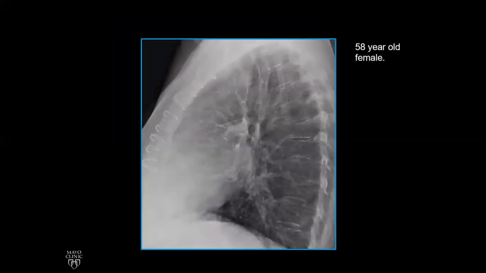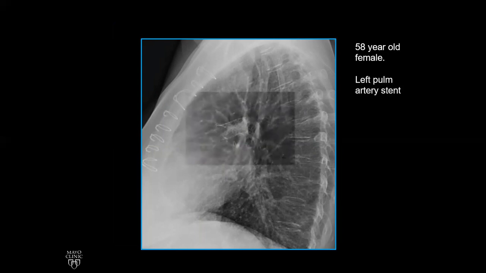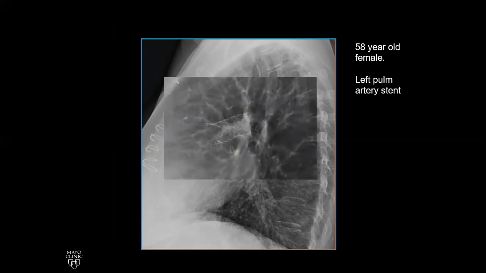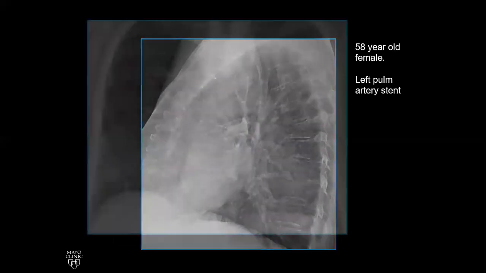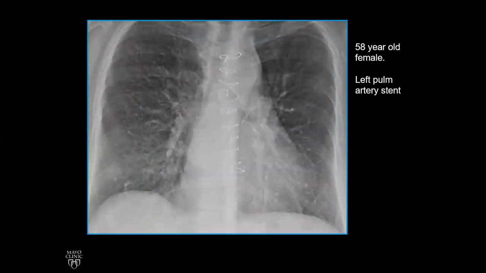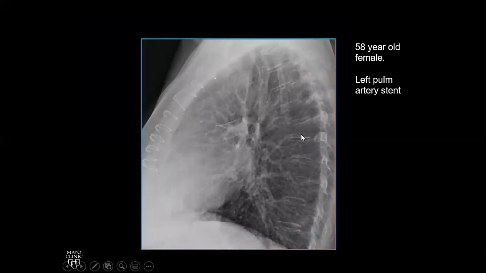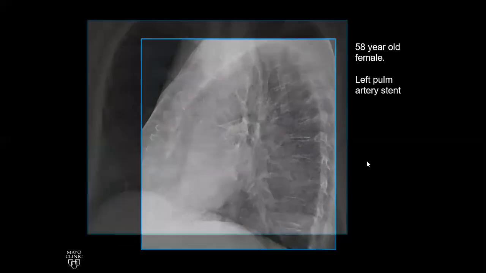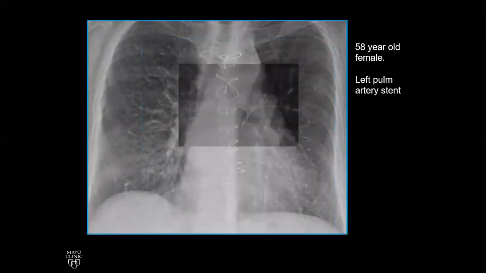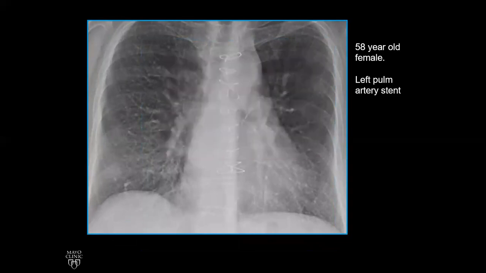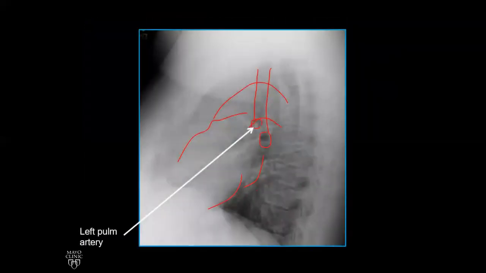Here's a different patient. This patient has a left pulmonary artery stent that shows up very well. I'm just going to highlight it there. And the reason I'm mentioning that is to show that the left pulmonary artery stent runs front to back on the frontal radiograph and on the lateral radiograph, to emphasize that that's where the left pulmonary artery normally lives. Okay, that's the left pulmonary artery.